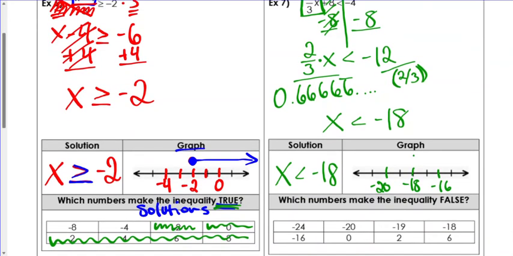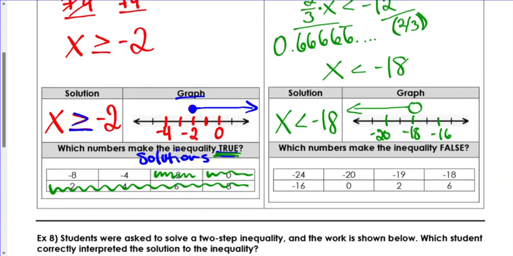I'm going to put an open circle at negative 18, because I don't have the line underneath. It actually can't be negative 18, even though that seems like that is the answer. Negative 18 is not a solution here. It's specifically all the numbers that are less than negative 18. That's why it's an open circle. It's saying it's not really that point. It's all the points to the left of that.